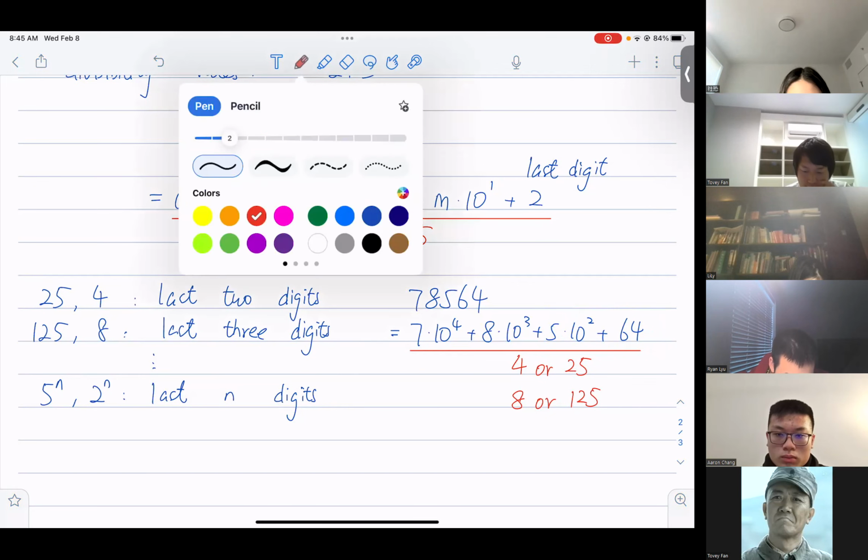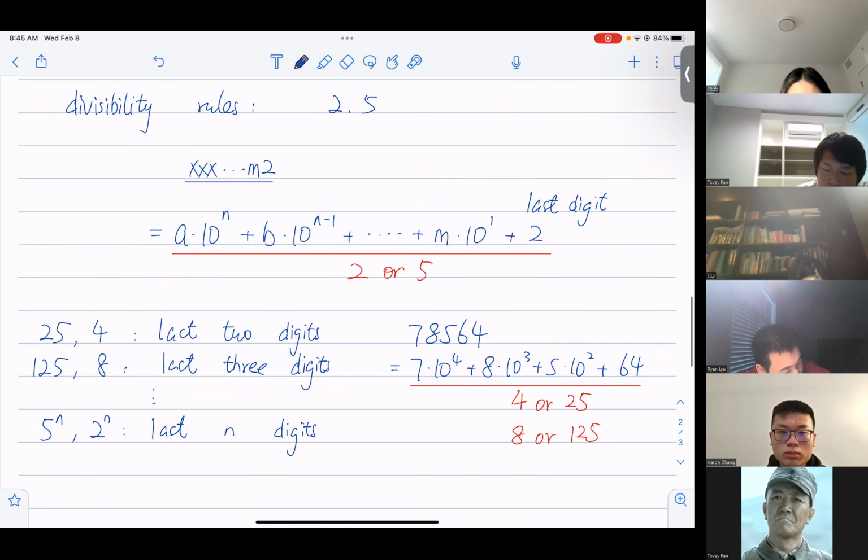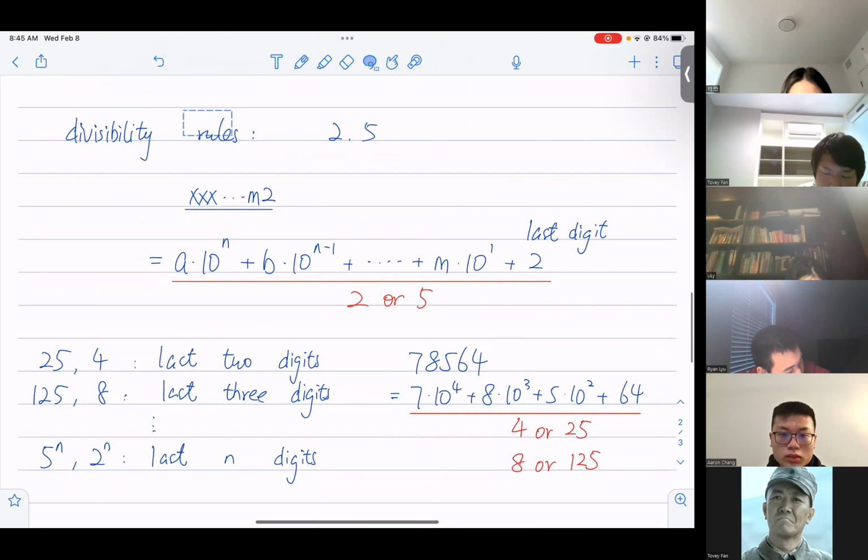Okay, good. Let's look at one more divisibility rule. You guys find this makes sense.